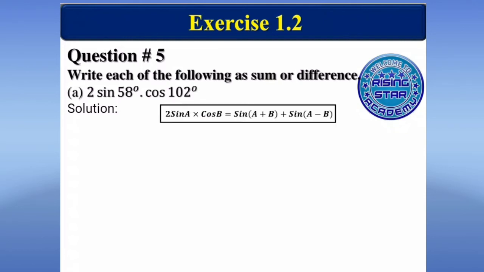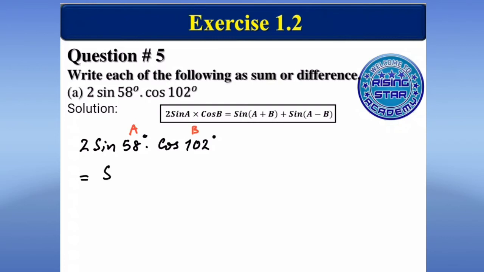So this is the identity that I would apply. It would be equal to 2 sine 58 into cos 102. So my A value is 58 and my B value is 102. Now I will apply it accordingly.